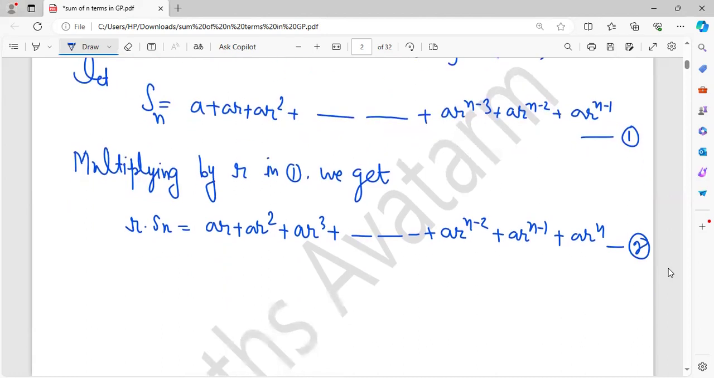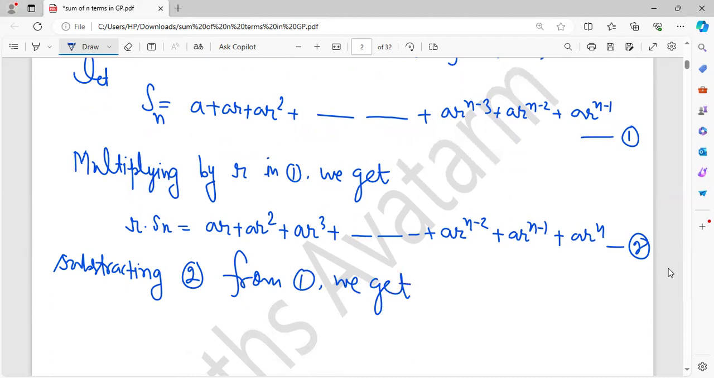Subtracting 2 from 1, what do we get? AR will be cancelled out. Sn minus R Sn. AR square will be cancelled out, and AR to the power n minus 1 will also be cancelled out. So the first term A will remain, and the last term with a minus will remain. All the other terms will be cancelled out. So let me write properly.